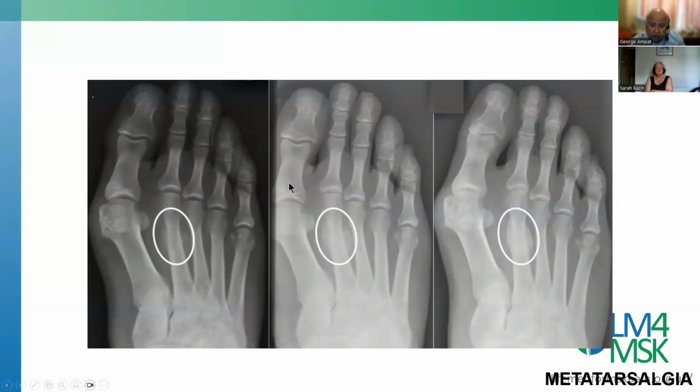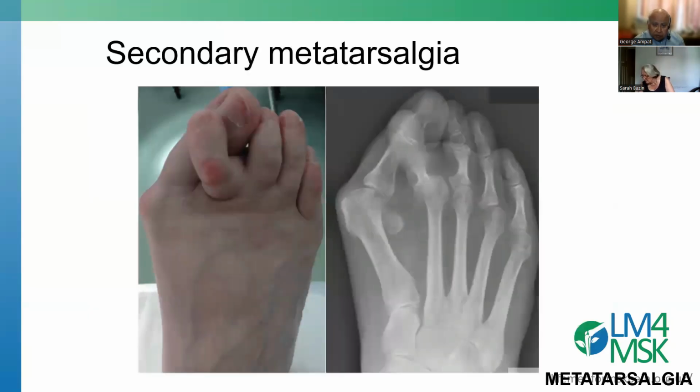Sometimes, because the second metatarsal is so long, you may even get a stress fracture in the second metatarsal, because that is taking a lot of hammering compared to the first metatarsal, which is actually meant to do the job, but now the second is doing the job.